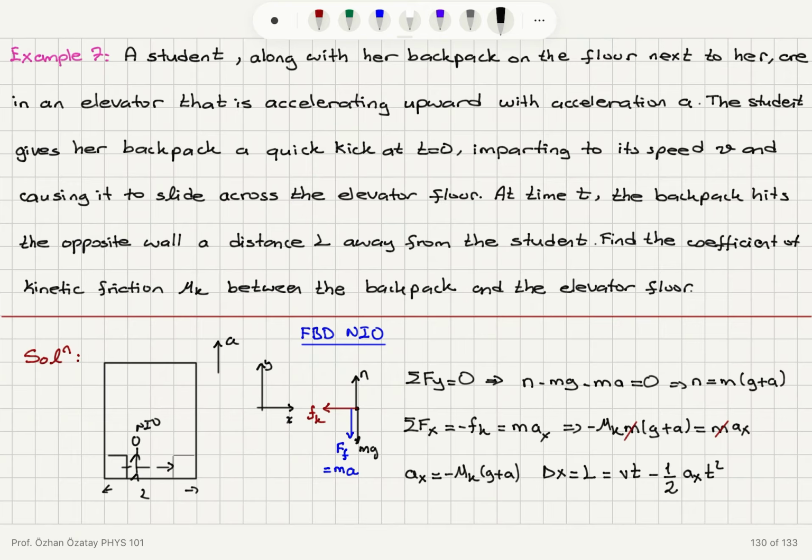Actually it's plus, but because we have an acceleration that is negative here, this becomes minus. So we have 2 times L minus Vt is equal to minus mu k times g plus a, times t squared. On the other hand, the acceleration on the y-axis is 0. So we can see from here that mu k can be found as 2 times Vt minus L, divided by g plus a, times t squared.